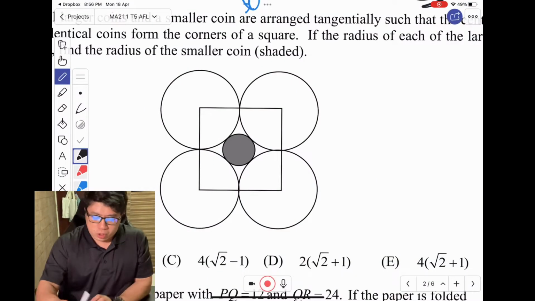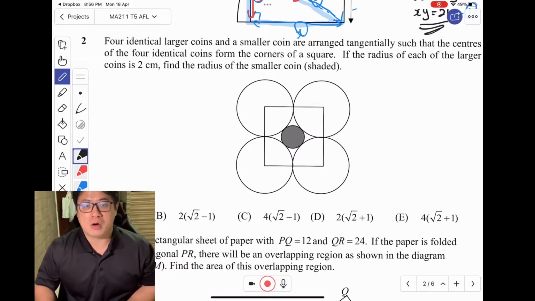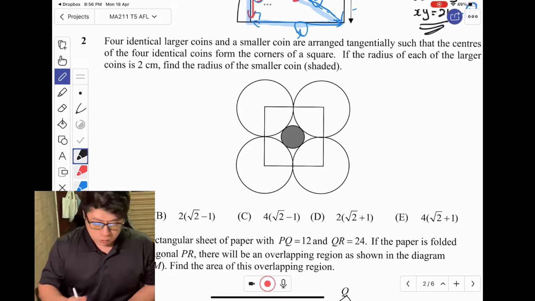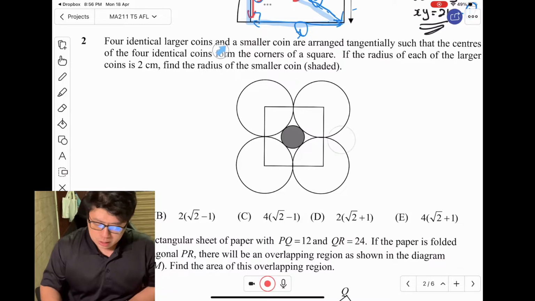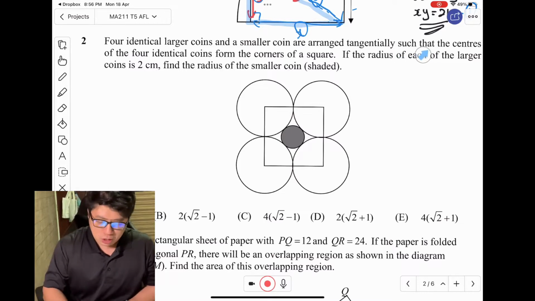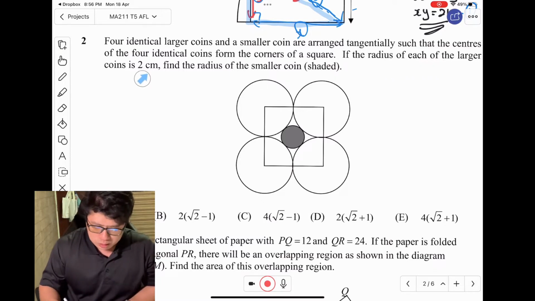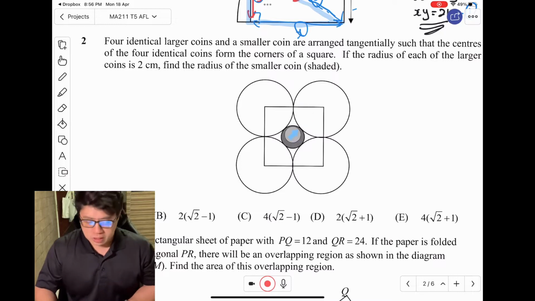Okay, so for this question, this is question 2 of the topic 5 AFL on Pythagoras theorem. Four identical larger coins and a smaller coin are arranged tangentially such that the centers of the 4 identical coins form the corners of a square. Now if the radius of each of the larger coins is 2 cm, find the radius of the smaller coin.